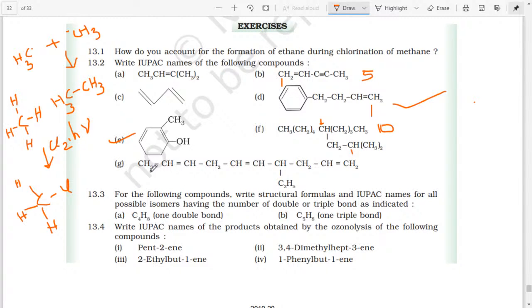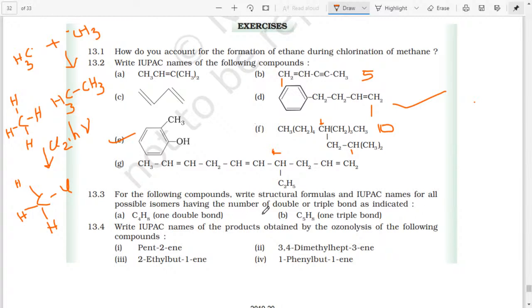And when it comes to here, 1, 2, 3, 4, 5, 6, 7, 8, 9, 10. So count from this side. 1, 2, 3, 4. This is 4-ethyldeca-1,5,8-triene.